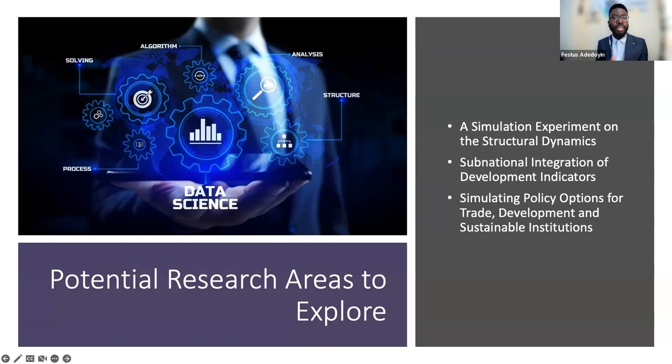There are also the application of some of these tools to subnational integration of development indicators or simulating policy options to understand trade, to understand development, sustainability of institutions, local businesses, and so on and so forth. So there are options. There are several issues that we can look at.